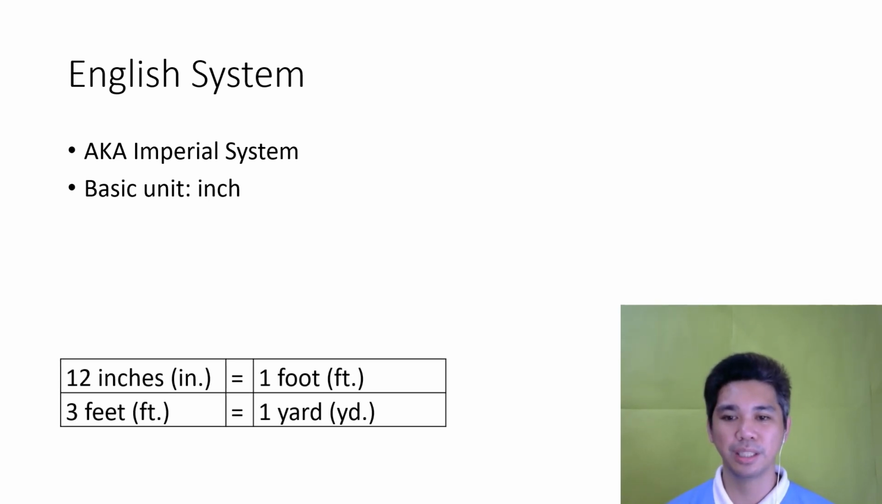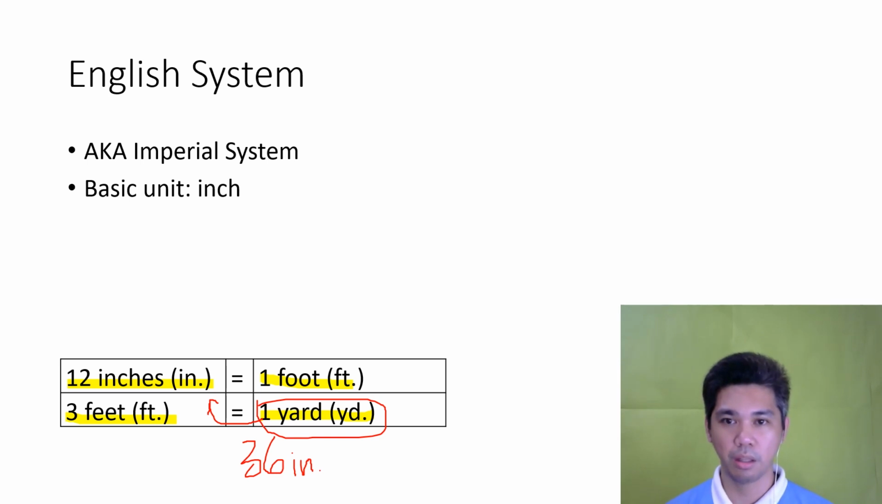So let's say, for example, you have 12 inches, that is equivalent to 1 foot. Now, 3 feet is equivalent to 1 yard. So if you are going to convert 1 yard to inches, that would actually be 36 inches.